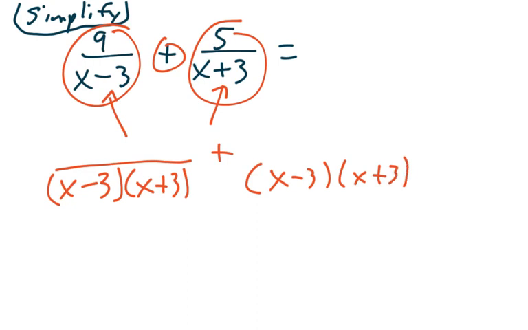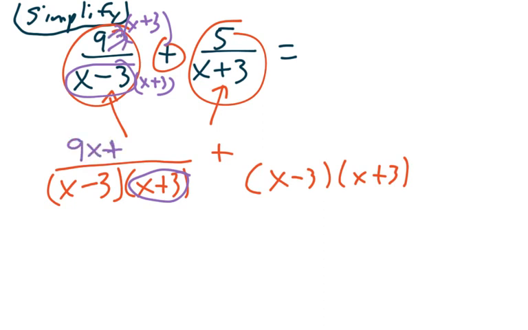So I'm showing all the math like you would see in the textbook. But anyways, since this one's x minus 3, we need to add to it the x plus 3 denominator, which means we're technically going to times by x plus 3. Now here we have to do our distributive property, so that's why it's 9x plus 27.